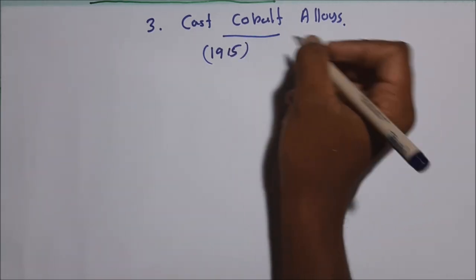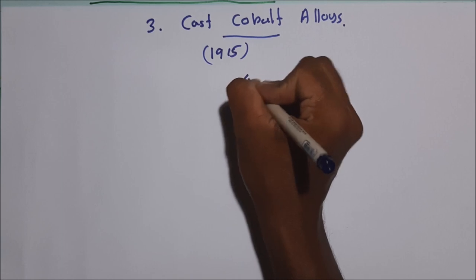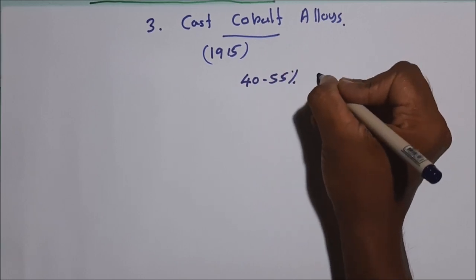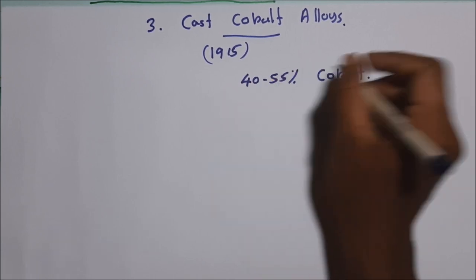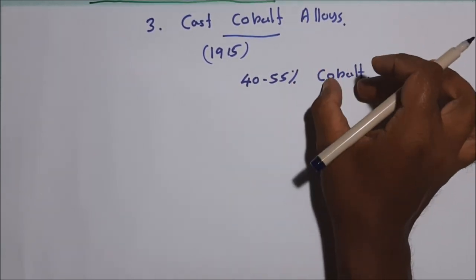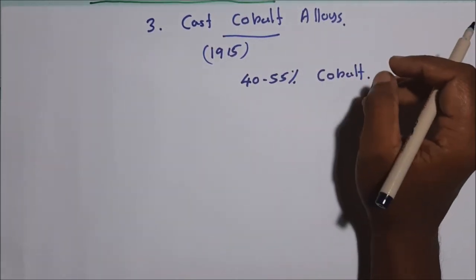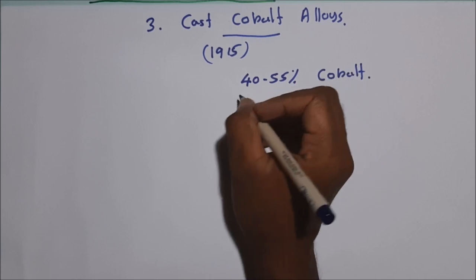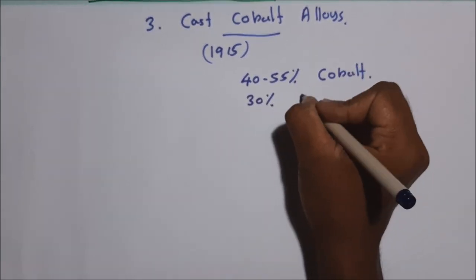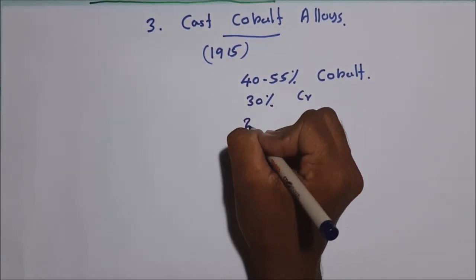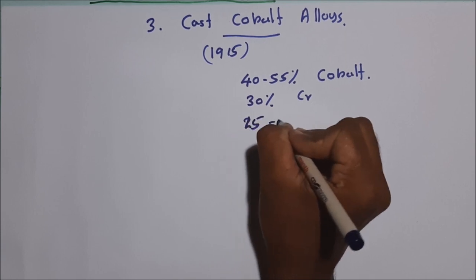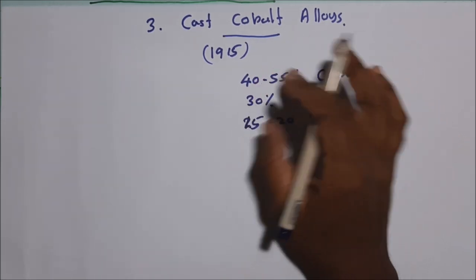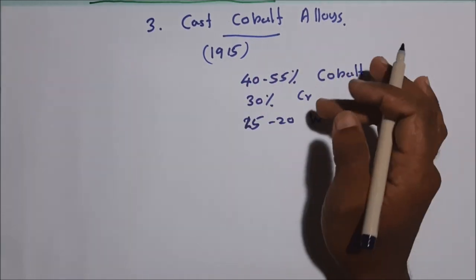This cast cobalt alloy is an alloy material containing 40 to 55% cobalt. That's why it's called cast cobalt alloy. Then around 30% chromium is included, and 15 to 20% tungsten is included. This is the alloying composition for the cast cobalt alloys: the cobalt, the chromium, and the tungsten.